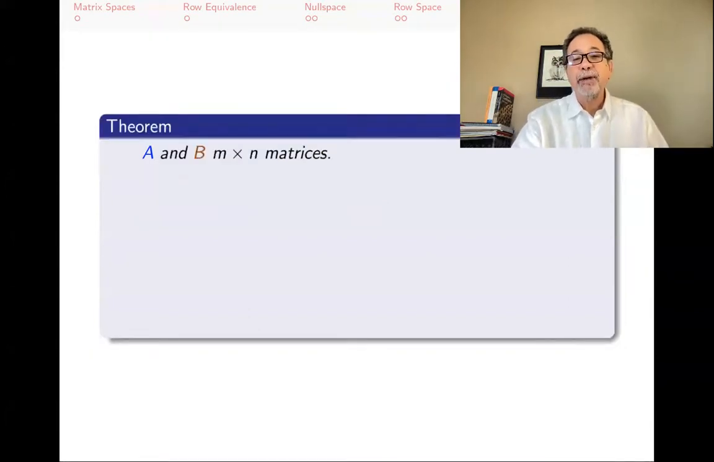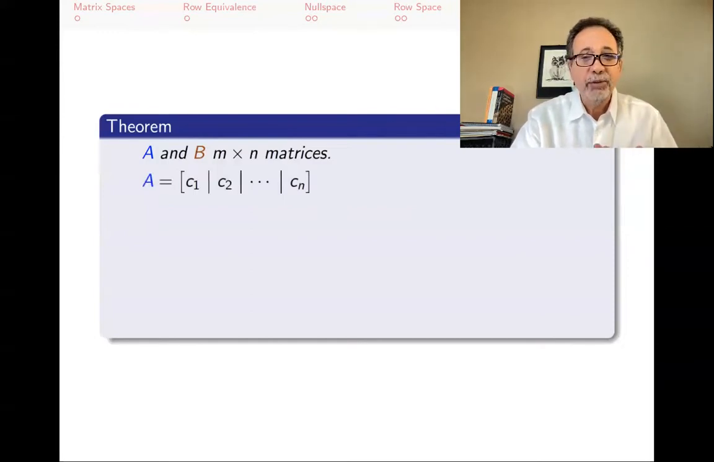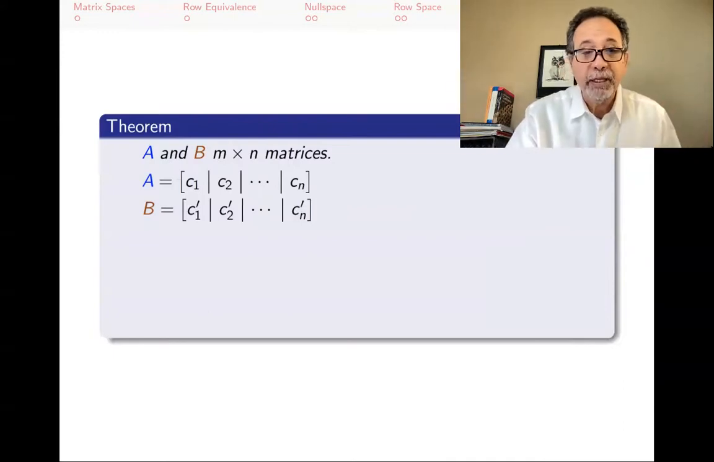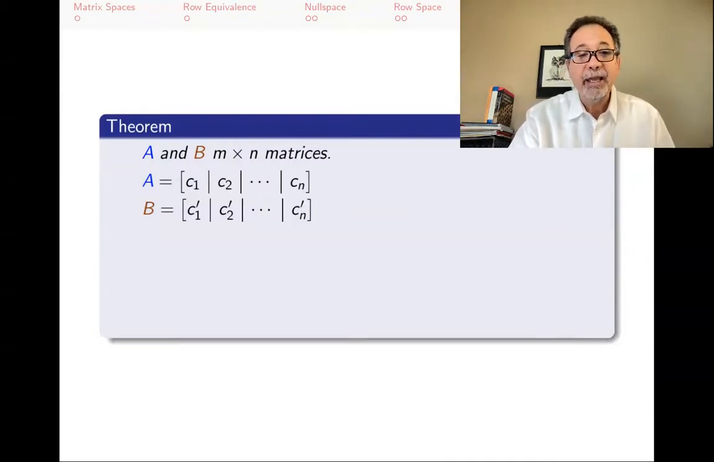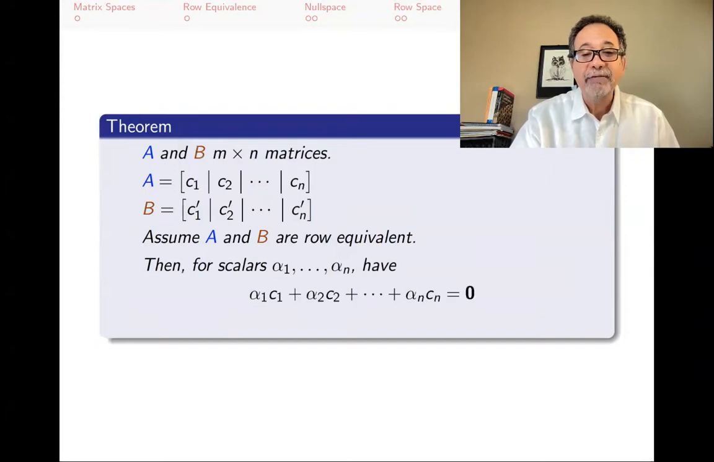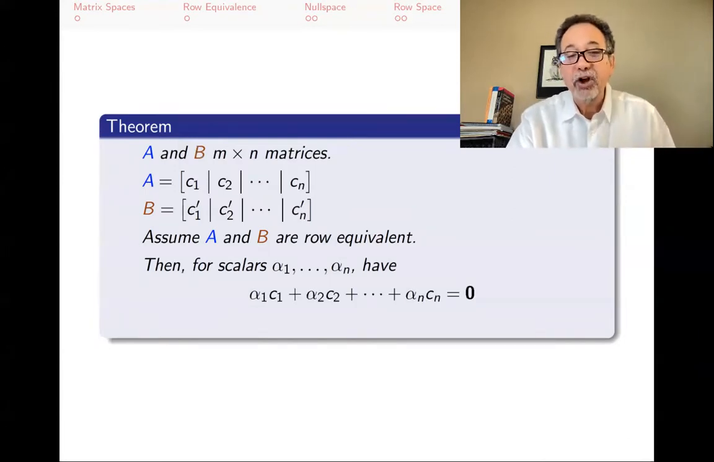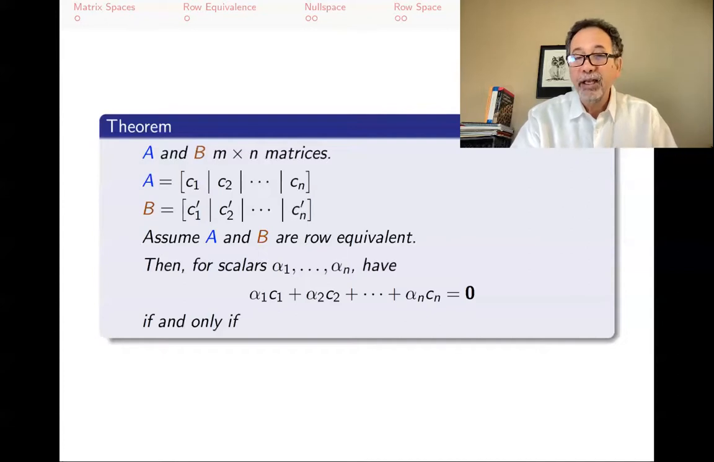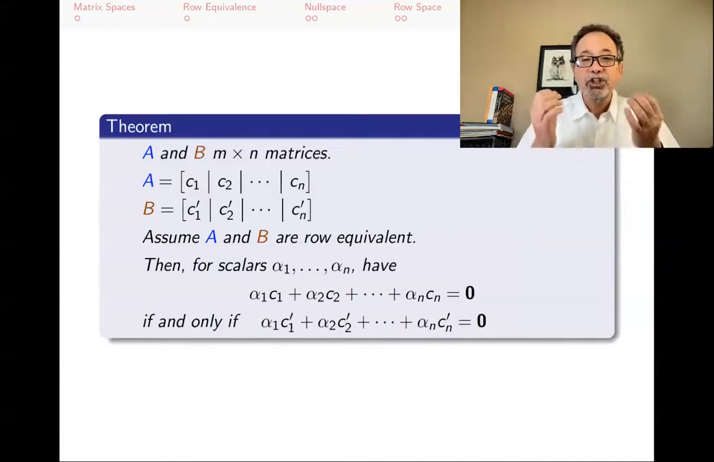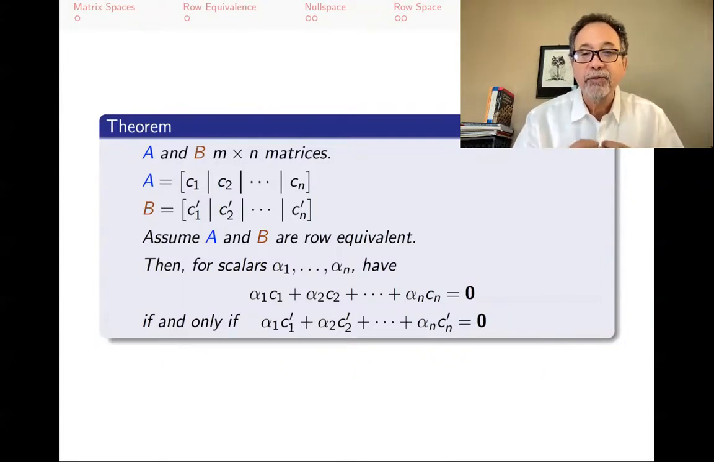Okay, so now I'm going to write this as a theorem. A and B are n by n matrices. The columns of A are C1 through Cn. I'm just repeating myself; I already gave you the argument, but I'm just writing it down now. And the columns of B are C1 prime through Cn prime. B is also n by n. Assume that A and B are row equivalent. Then for scalars alpha 1 through alpha n, this linear combination of the columns of A is 0 if and only if that same linear combination of columns of B is 0. So the relations between the columns of A and columns of B stay the same.